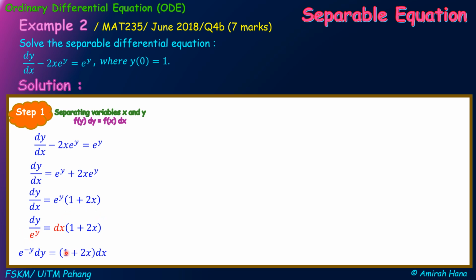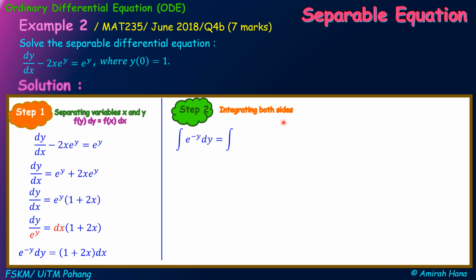From here, we can continue to the second step. Step 2, we integrate both sides. From step 1, e the power of negative y dy equals 1 plus 2x dx, we just put the integration sign on both sides. Then we can name this equation 1. After that, we can integrate one by one. We integrate the left hand side and we integrate the right hand side.